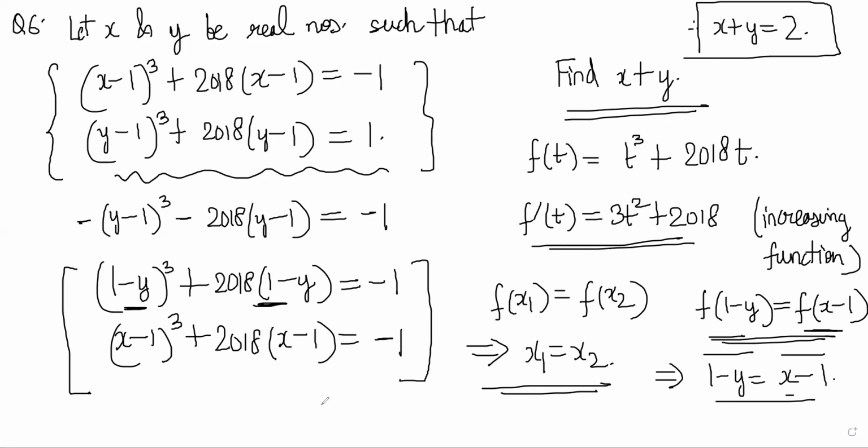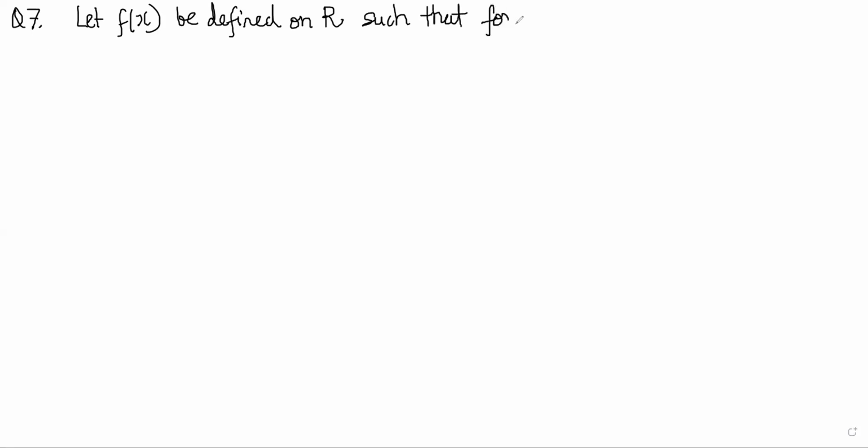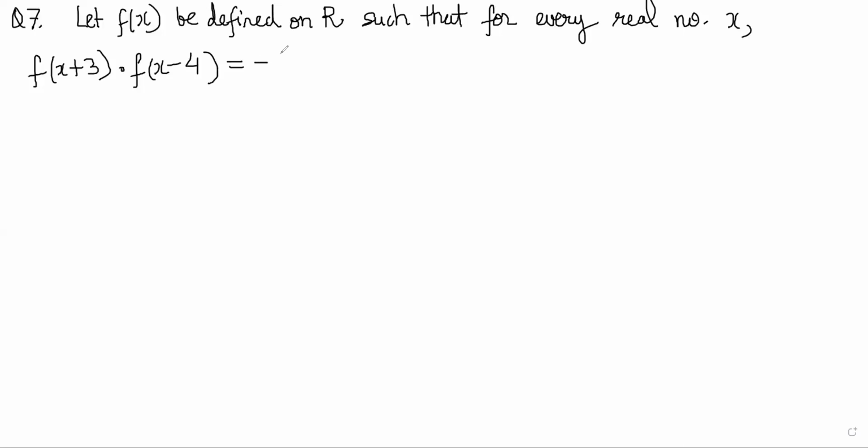The next one is this. Let f of x be defined on R such that for every real number x, we have f of x plus 3 multiplied by f of x minus 4 is equal to -1.